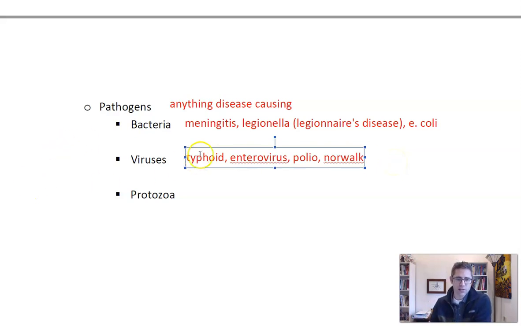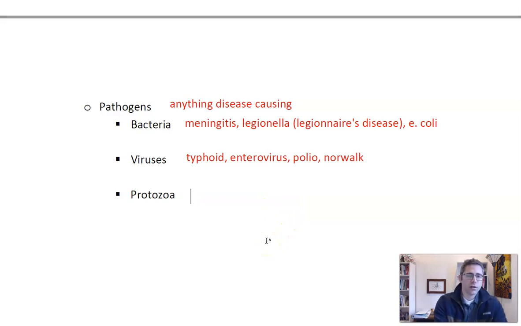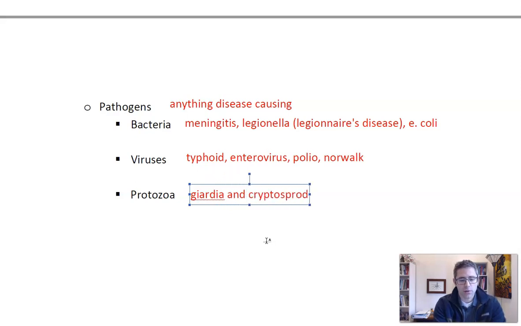But some of these, like typhoid or polio, can survive in water for a long period of time, such that it could be in a water that you take out, treat in a drinking water plant, not fully kill the virus, and then it could be in the drinking water itself. Finally, protozoa. So these are not technically bacteria or viruses, but can cause disease. The two primary ones that we're concerned with are Giardia and Cryptosporidium.